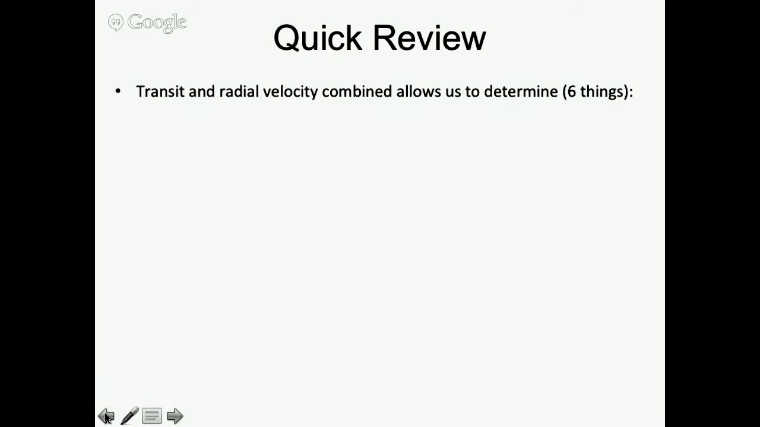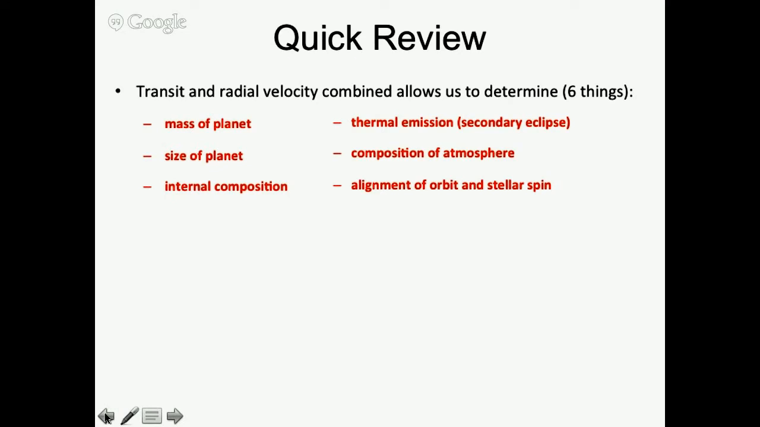Planets have a temperature, they have some kind of emission. When they go behind the star, the star blocks that emission. So you see what's called the secondary transit, you see a thermal emission. Okay, that's six. There's actually many more of these things. So you got mass and size, internal composition, the thermal emission. You can also note the composition of the atmosphere: the light that passes through the atmosphere when the planet goes in front of the star is absorbed at certain wavelengths by the materials in the atmosphere. So we can say something about the atmosphere.